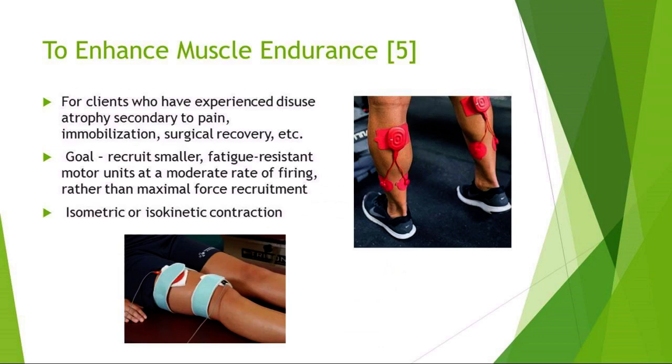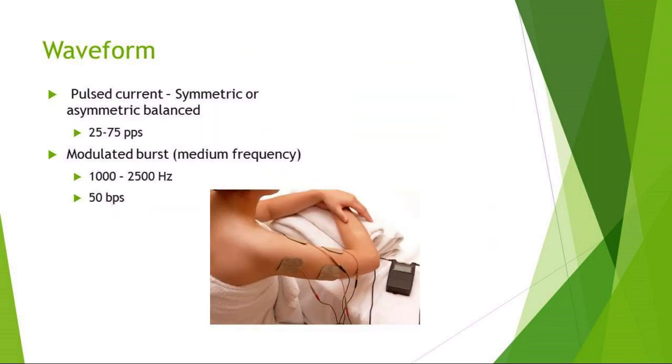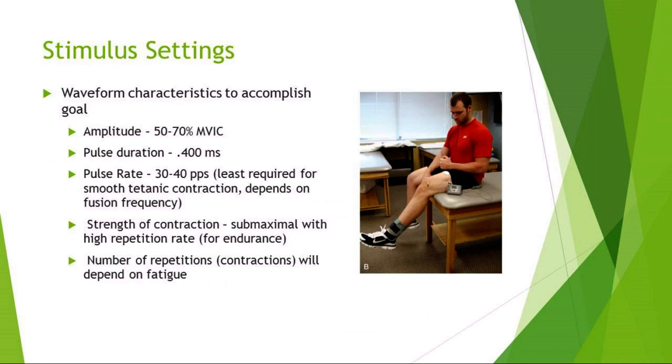The waveform that you're going to use to enhance muscle endurance is usually pulsed current, 25 to 75 pulses per second for frequency, or modulated burst, so Russian stim, at 50 bursts per second for the burst frequency. So the stimulus settings: the amplitude we want is 50 to 70% of the maximum voluntary isometric contraction. That is way higher than we're doing for strengthening. So we're doing 10 to 50% there, and this is above 50%.